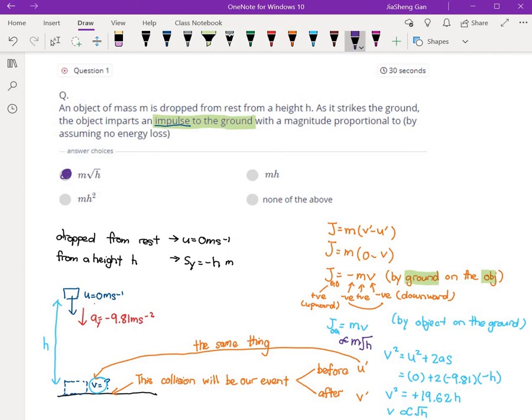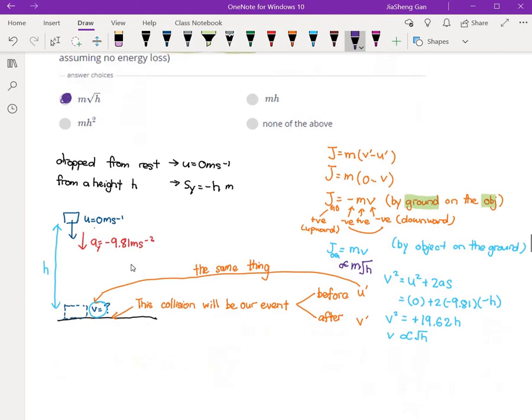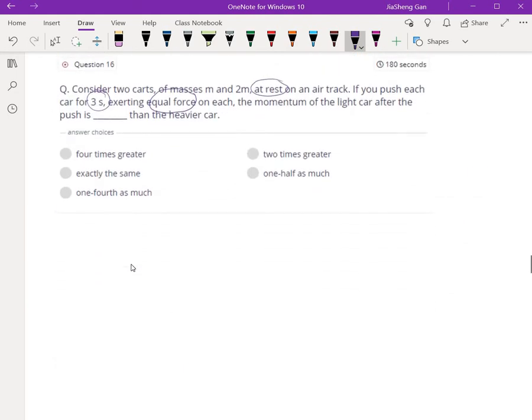And if you know these two chapters solid, then you should be able to relate them with something like this. Okay, so next question, question 16. Question 16 says, consider two cars of masses m and 2m at rest on an air track. So you have two masses. I'll call it m1. m1 has a mass of m, whereas m2 has a mass of 2m, at rest on an air track.